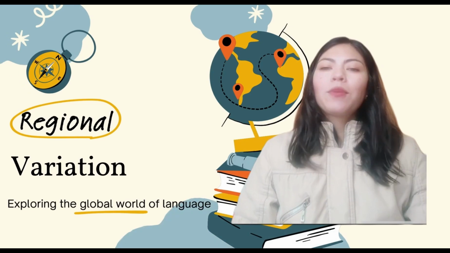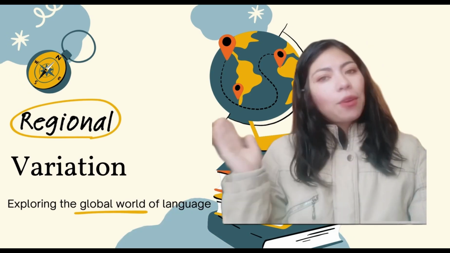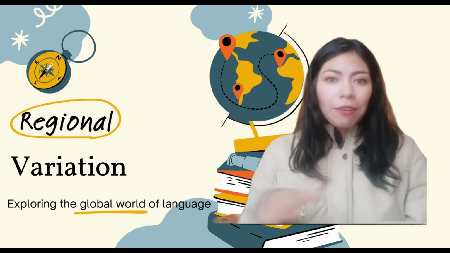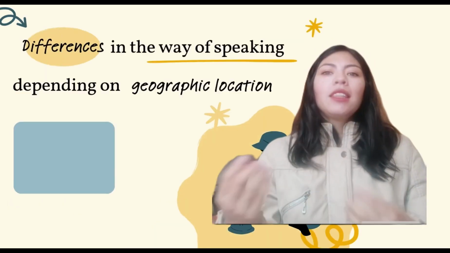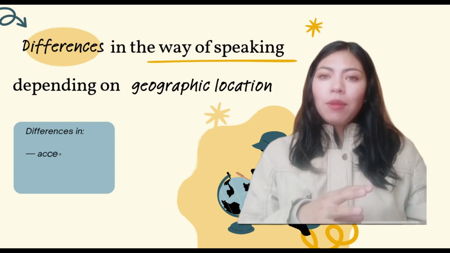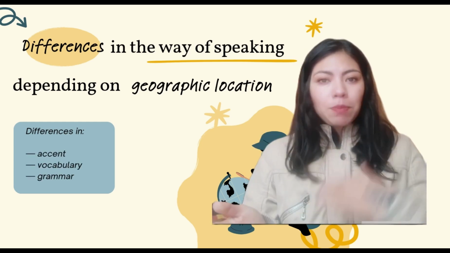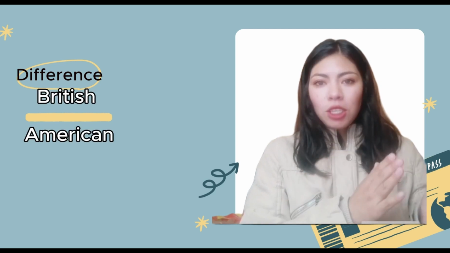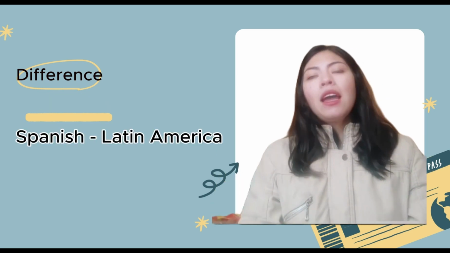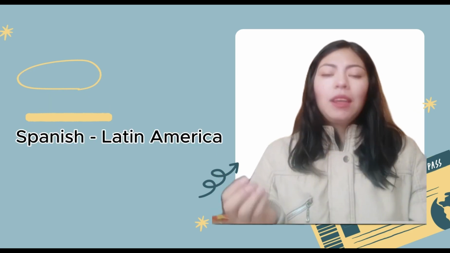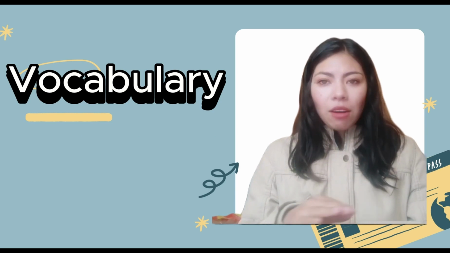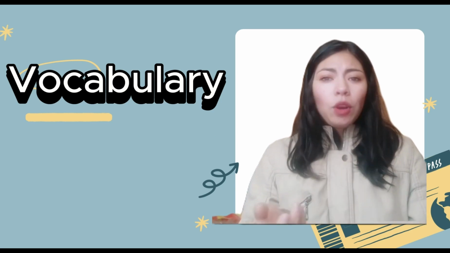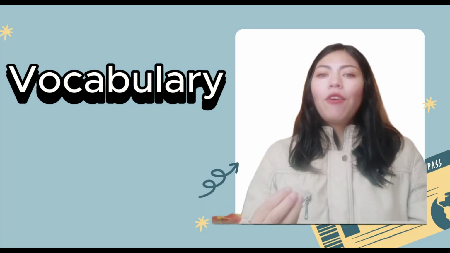Regional variation in a language refers to the differences that exist in the way of speaking depending on the geographic location of the speakers. These variations include differences in accent, vocabulary, and grammar. For example, speakers from different regions may pronounce the same words differently, as in the pronunciation differences between British and American English, or between Spanish from Spain and Spanish from Latin America. In addition, vocabulary can vary considerably, with words that are common in one region but completely foreign in another.